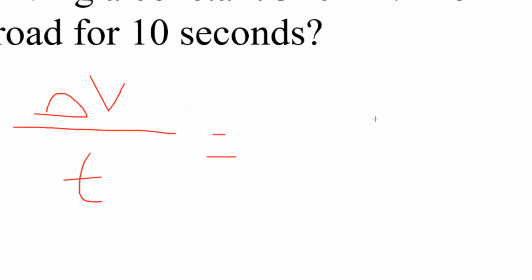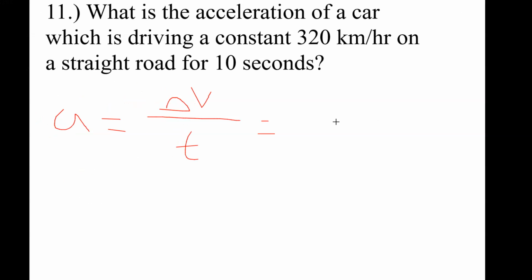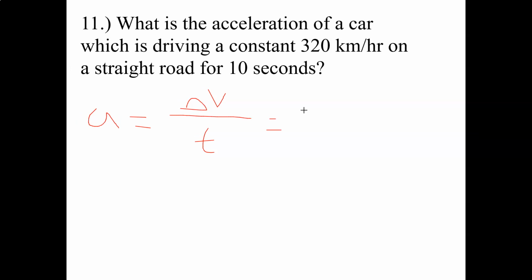T is equal to 10 seconds. What is delta v? Well, if it's moving at a constant 320 kilometers per hour, that's the initial velocity and that's the final velocity. What do I get if I subtract 320 minus 320? I get 0. So we've got 0 over 10, and that equals 0. So basically, if it's moving at a constant speed in a straight line, then the acceleration is 0.